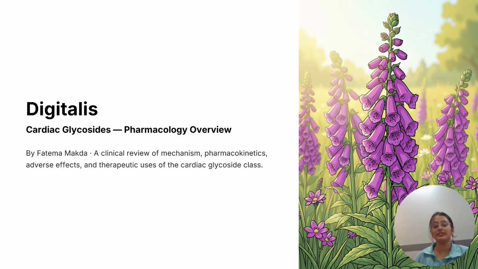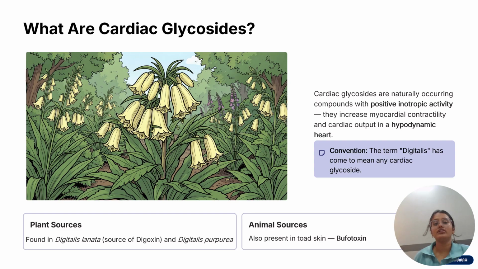I'm going to explain Digitalis, a drug also known as a cardiac glycoside, and digoxin. So, what are cardiac glycosides? Basically, they are found from plant sources, Digitalis lanata and Digitalis purpurea, and animal sources from toad skin, bufotoxin.